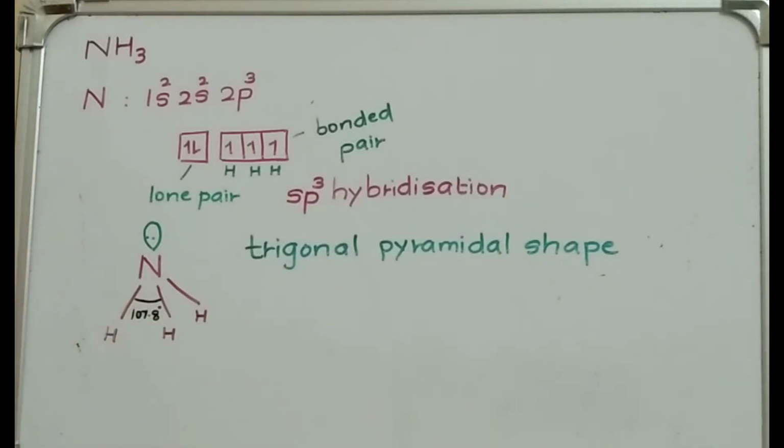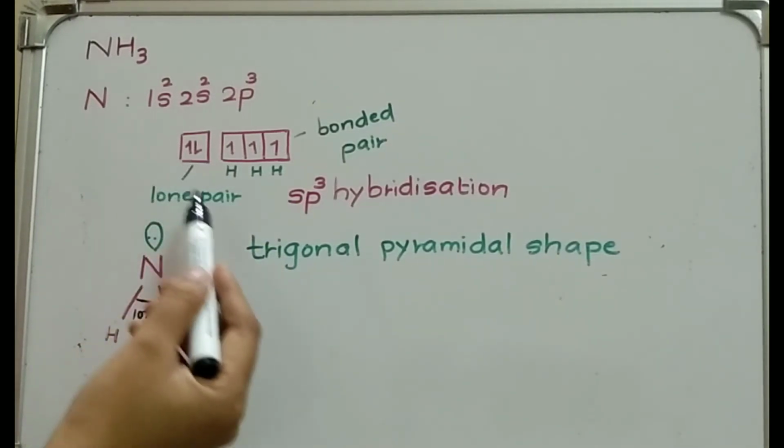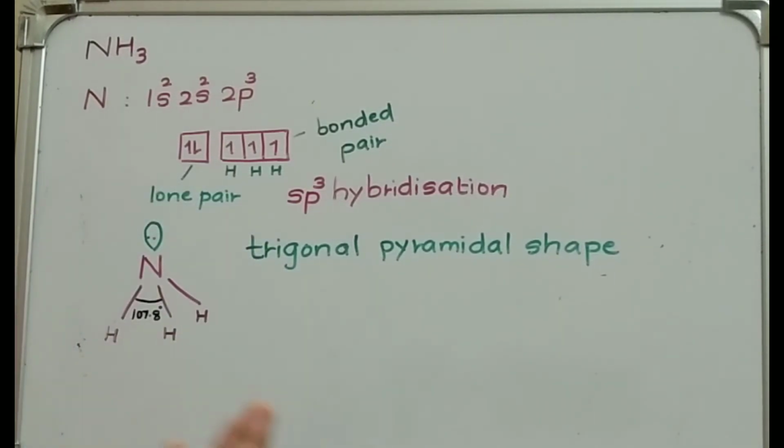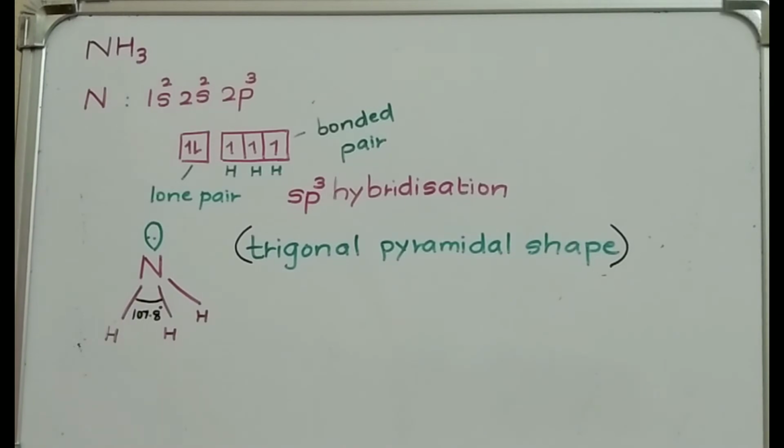Now sp3 hybridization, so why is it not tetrahedral? Correct, that question can come. sp3 means it should be tetrahedral, it can be tetrahedral also. But why here in ammonia is it trigonal pyramidal shape? Because in ammonia one lone pair is there and 3 bonded pairs are there. That is the reason it is forming trigonal pyramidal shape.